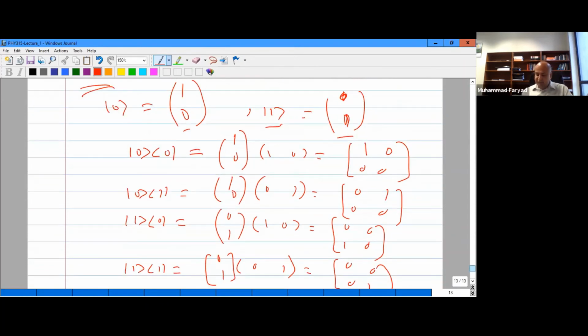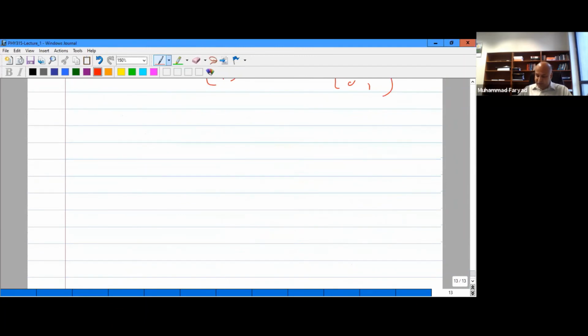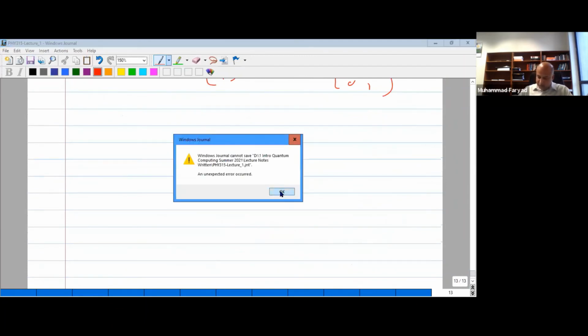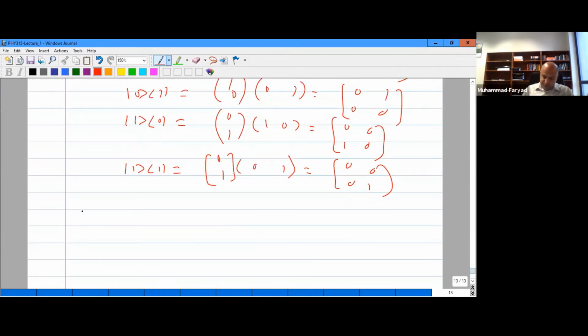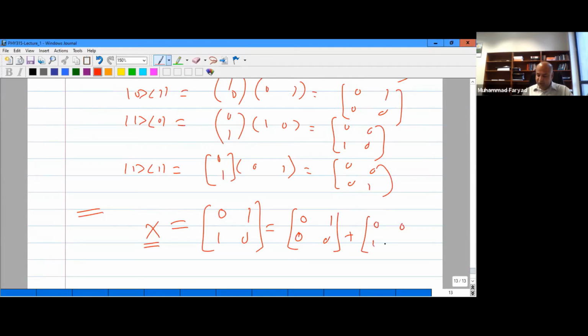Now we can use this notation to represent operators very conveniently. For example, let's talk about this operator x, which we wrote as 0, 1, 0, 0. So this is some operator x. Now I can write it like this: 0, 1, 0, 0 plus 0, 0, 1, 0, right? Because if I add these two matrices, 1 plus 0 will be 1, and 1 plus 0 will be 1. But this 0, 1, 0, 0 matrix can be represented as 0 into 1.